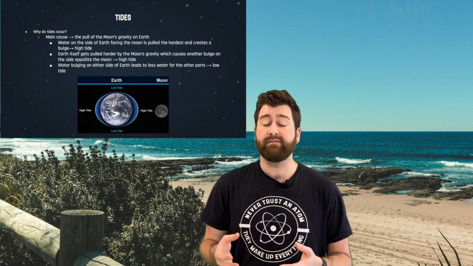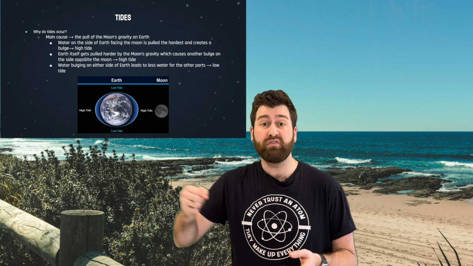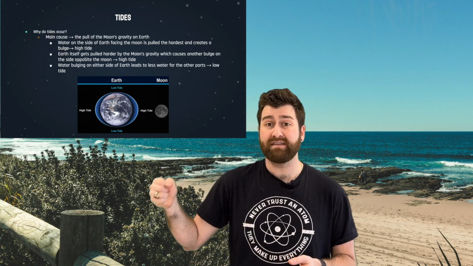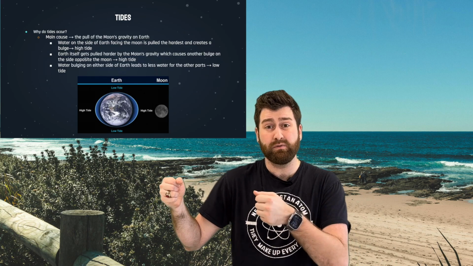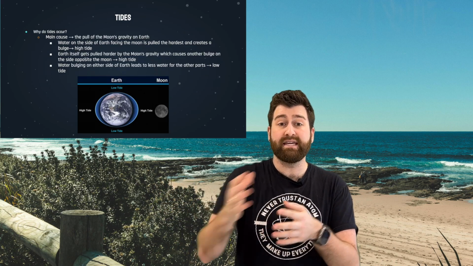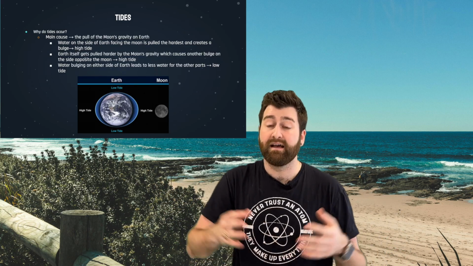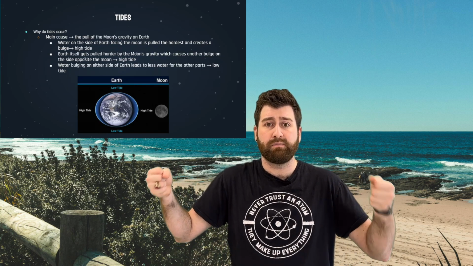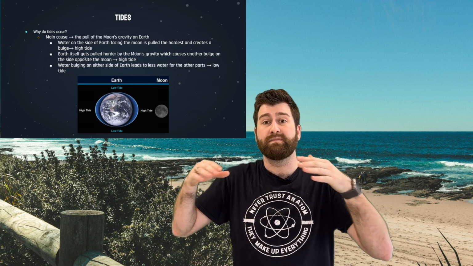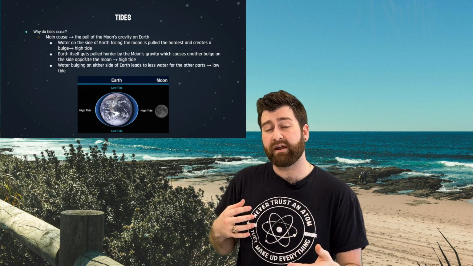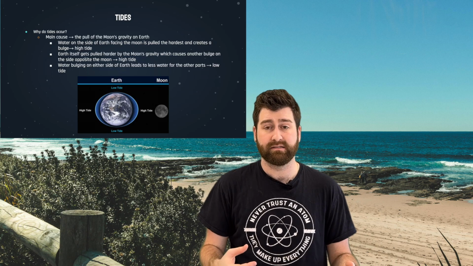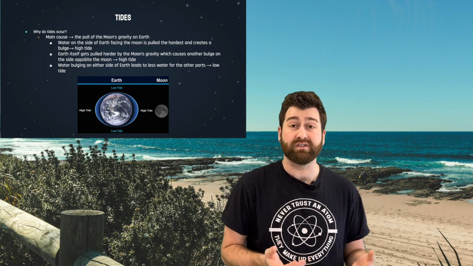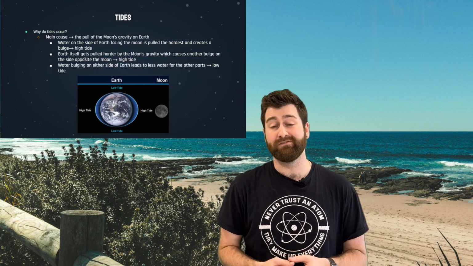The water on the side of Earth facing the moon is pulled the hardest, creating a bulge, and this is a high tide. The Earth itself is also getting pulled slightly towards the moon, which causes another bulge on the opposite side, aka another high tide. Now, these bulges on either side of the planet pull water away from the other areas, and in those other areas, it creates low tides. So when you're at the beach and the water seems to be moving away or coming closer, you can thank the moon's gravitational pull for that.